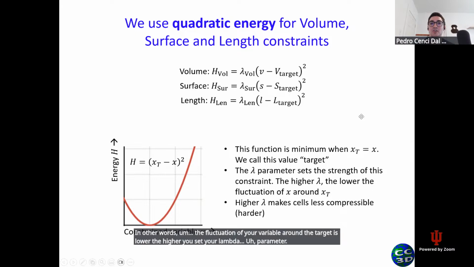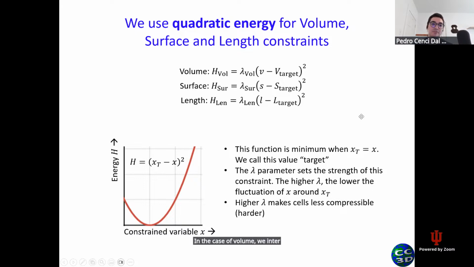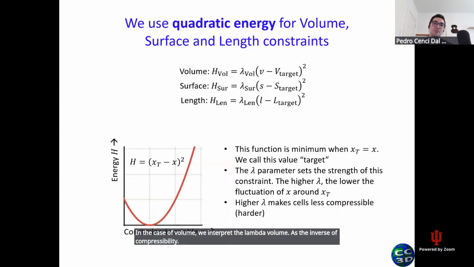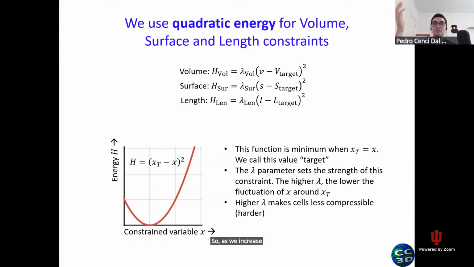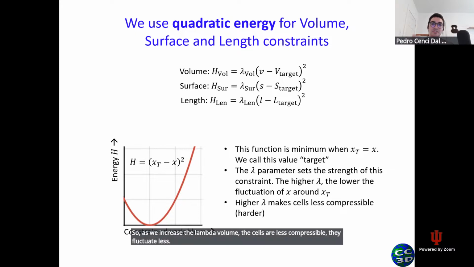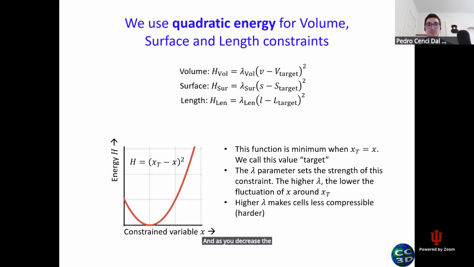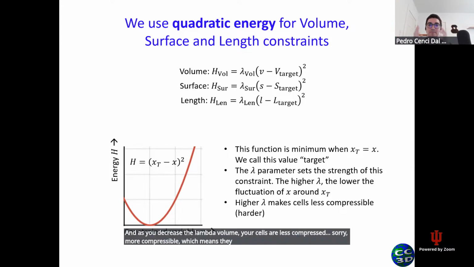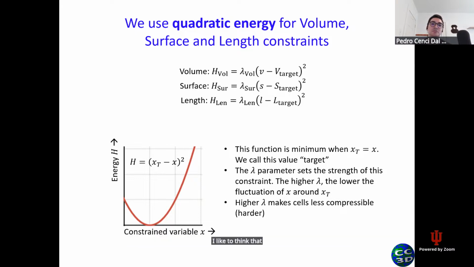In the case of volume, we interpret the lambda volume as the inverse of compressibility. So as you increase the lambda volume, the cells are less compressible, they fluctuate less. And as you decrease the lambda volume, your cells are more compressible, which means they fluctuate more. I like to think that as you increase lambda, the cells are harder. They are more like stiff and move less.